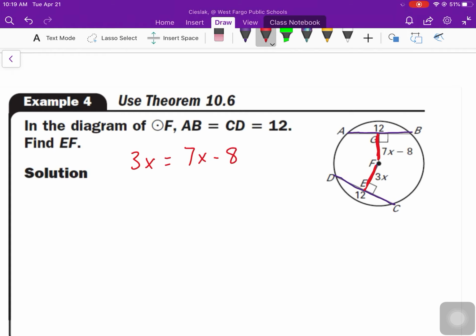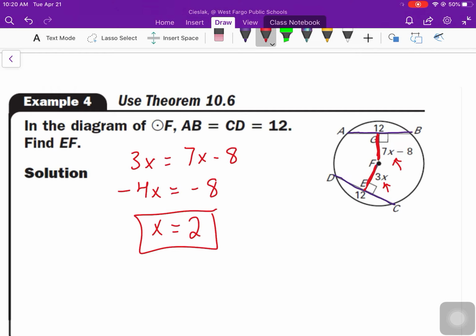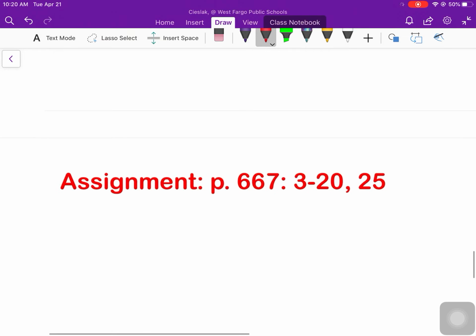I can subtract 7x or move 3x over, however you want. You guys don't like negatives, but if I move 7x over, I get negative 4x is equal to negative 8. This gives me x is equal to 2. You can always go back and check. 3 times 2 is 6. 7 times 2 is 14. Can't talk today. 14 minus 8 is 6. So it does check out.